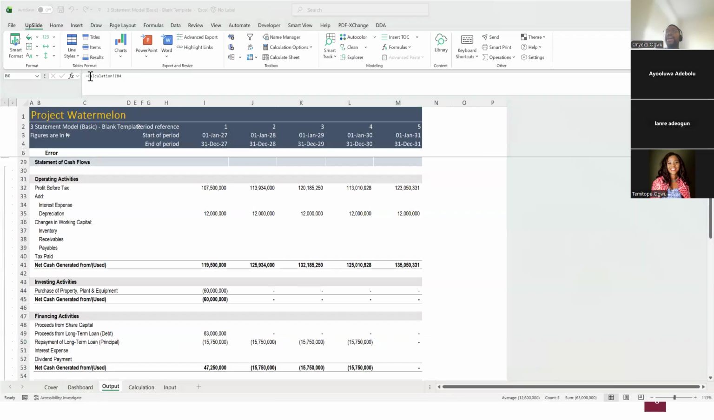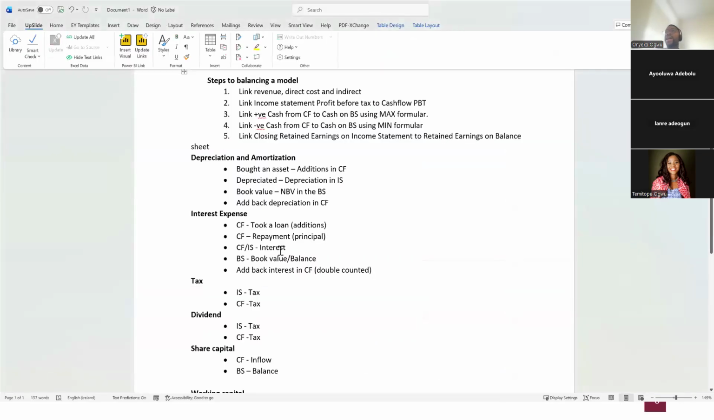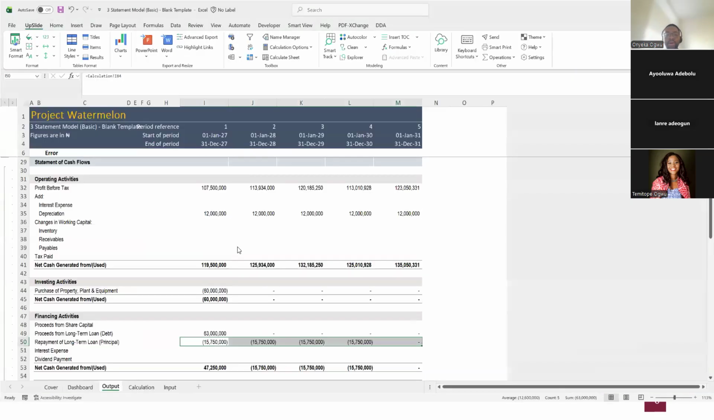The next thing we're doing is payment of interest. Payment of interest goes into two places: our cash flow statement and our income statement. For repaying interest, in our cash flow, is it increasing our cash or reducing our cash? It's reducing our cash, because we're making the payment.